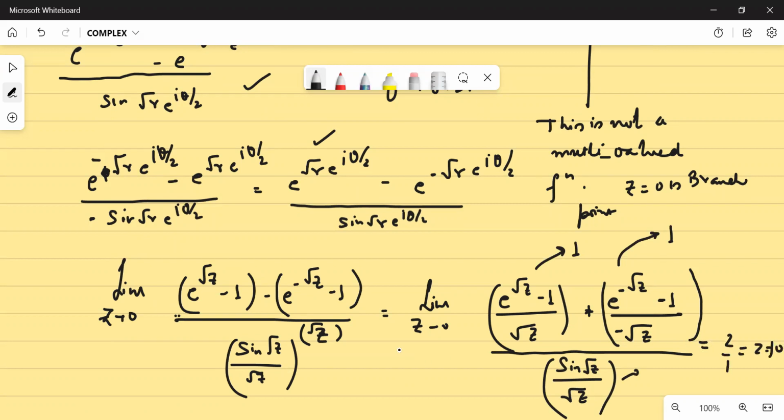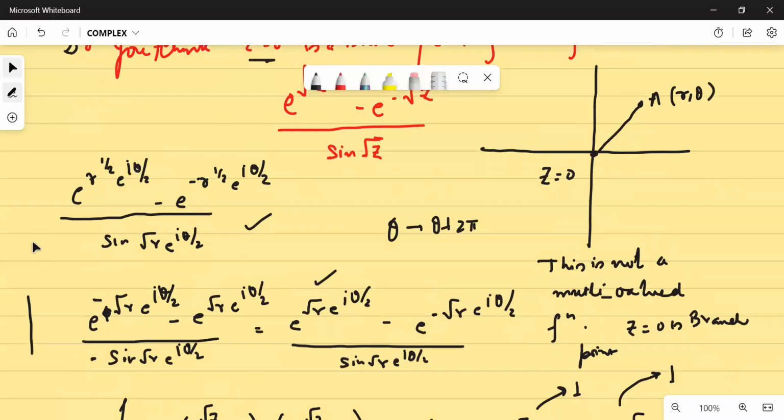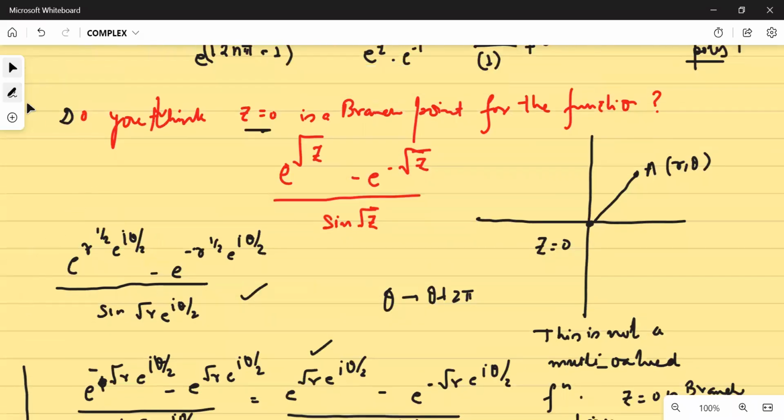This is a limit. So obviously, if z equal to z naught is a singularity for f(z) and the limiting value of f(z) as z tends to z naught exists, then z equal to z naught, or here in this case, z equal to 0, is called a removable singularity. So you'll be surprised to find that this is a removable singularity, not a branch point. Such questions may be asked in your interview or examination somewhere, so kindly keep these things in your mind.